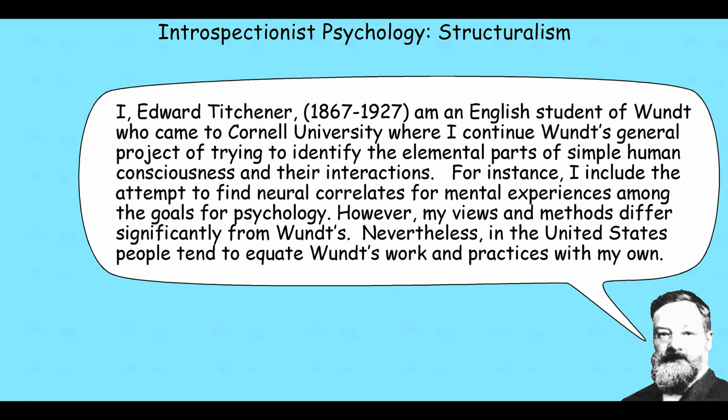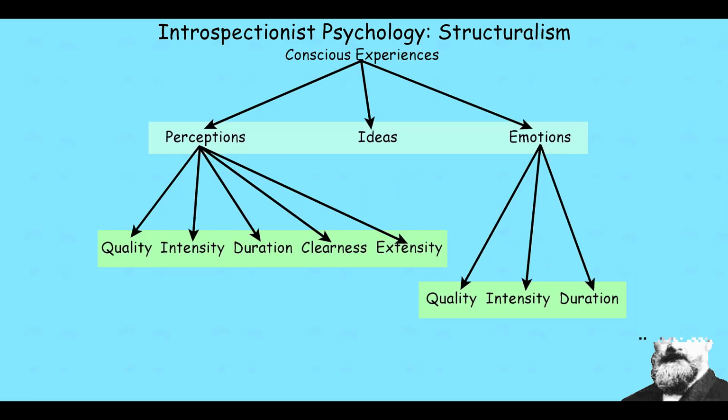While within the United States, Wundt and Titchener are closely associated, they have significant and important differences in both their methodology and in their particular approach to the topic. For instance, this is Titchener's set of categorizations. He breaks down conscious experiences into three different major categories: perceptions, ideas, and emotions, each of which is then broken down into a series of other categorizations.